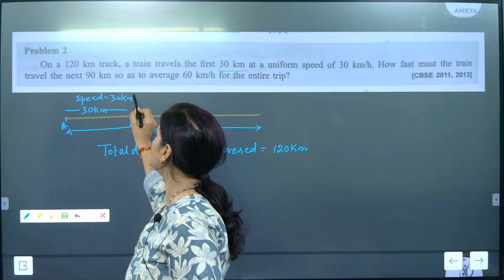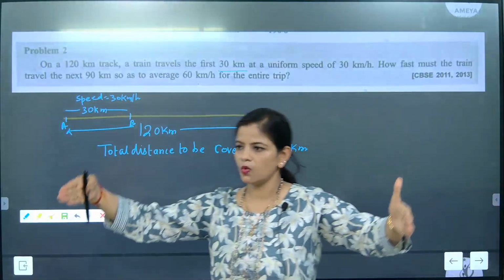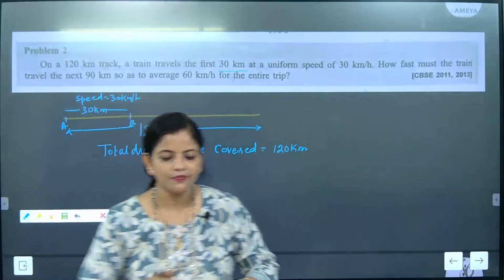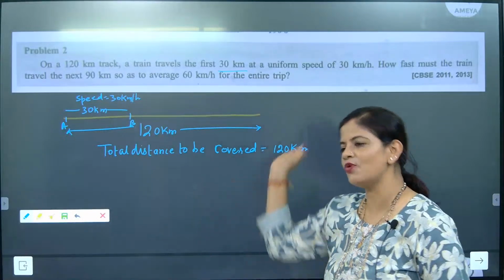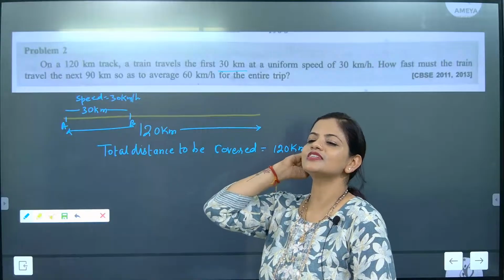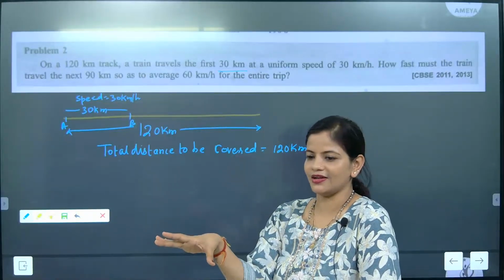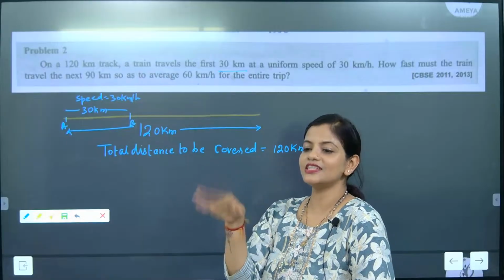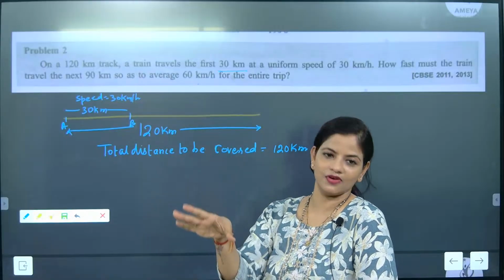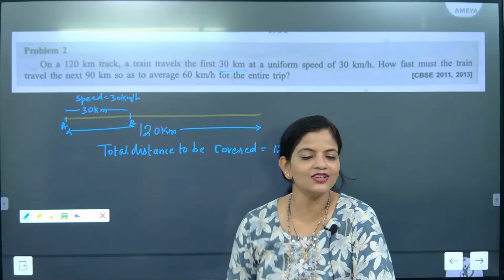And this 30 kilometer distance is covered with a speed of 30 kilometers per hour. Correct? So the total distance is how much? 120. Just imagine I am the person who is driving the train. We have to cover a distance of 120 kilometers. I am driving with a speed of how much? First speed is 30 kilometers per hour. Understood? I will take it to 30 kilometers.